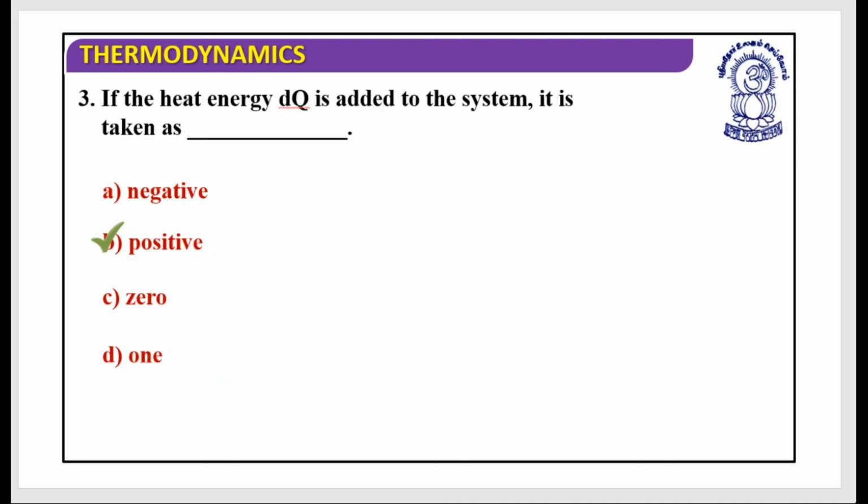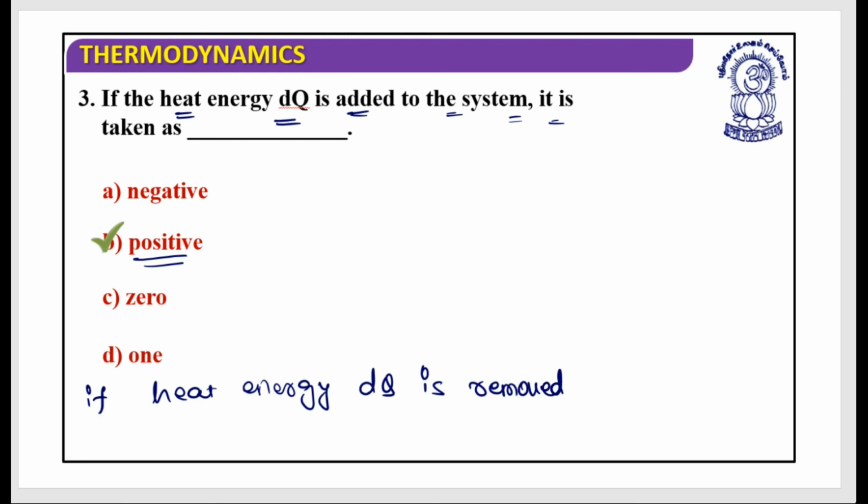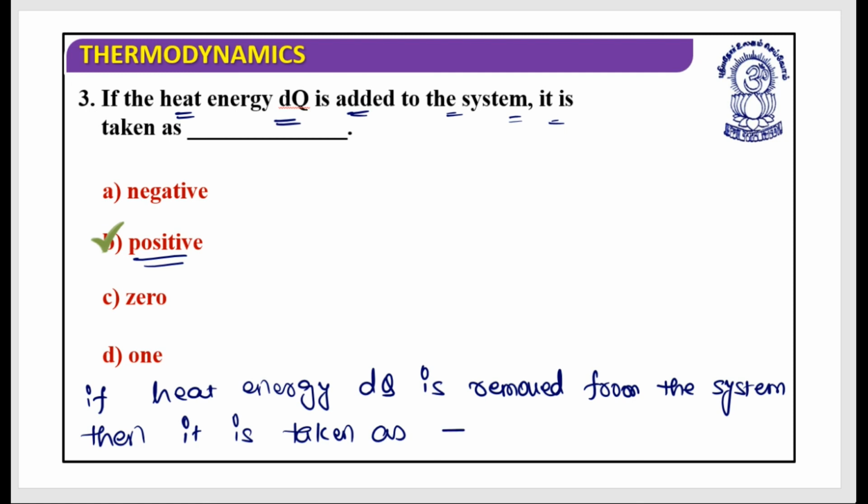Next, if the heat energy dQ is added to the system, it is taken as positive. And if heat energy dQ is removed from the system, then it is taken as negative. I hope this is clear.